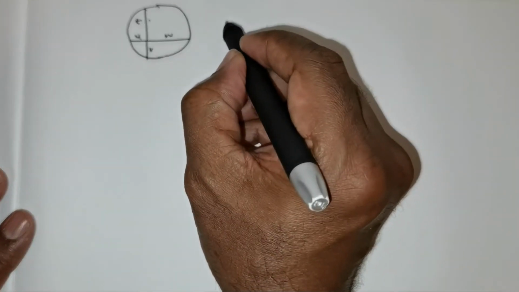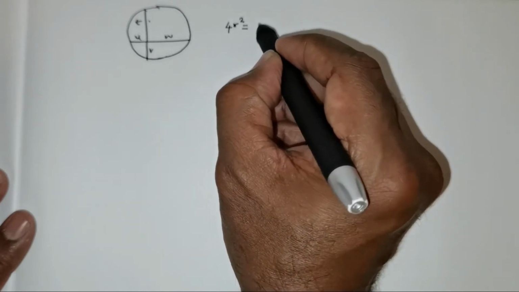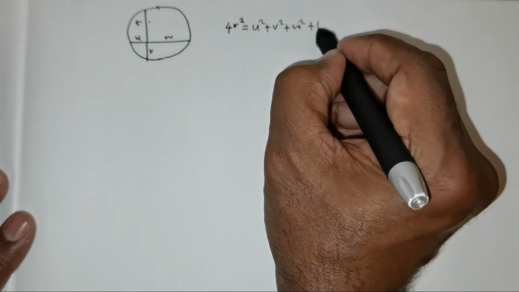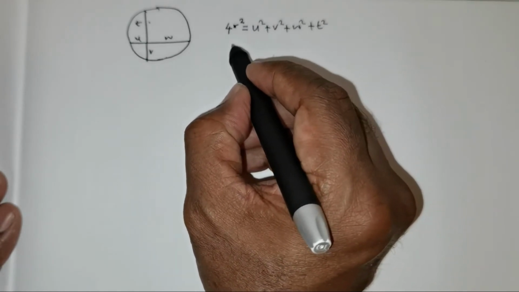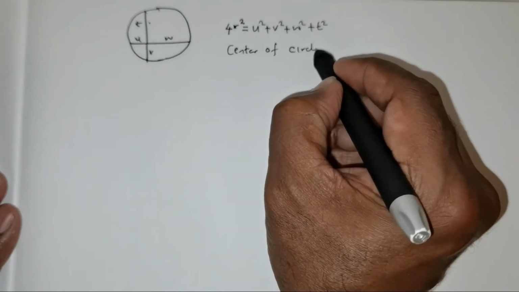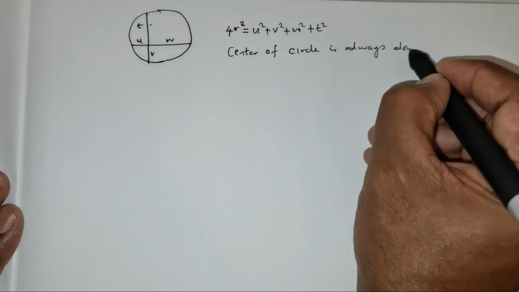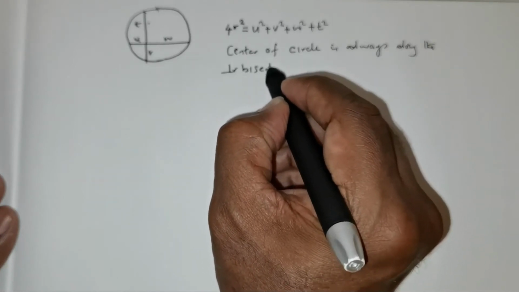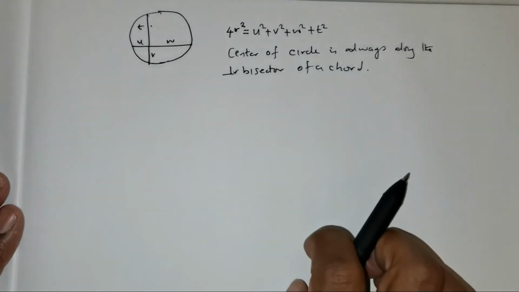Welcome back, students. I will be showing you how 4 times R squared is equal to U squared plus V squared plus W squared plus T squared. Now you have to know this important theorem which states that the center of a circle is always along the perpendicular bisector of a chord. Okay, have that in mind.